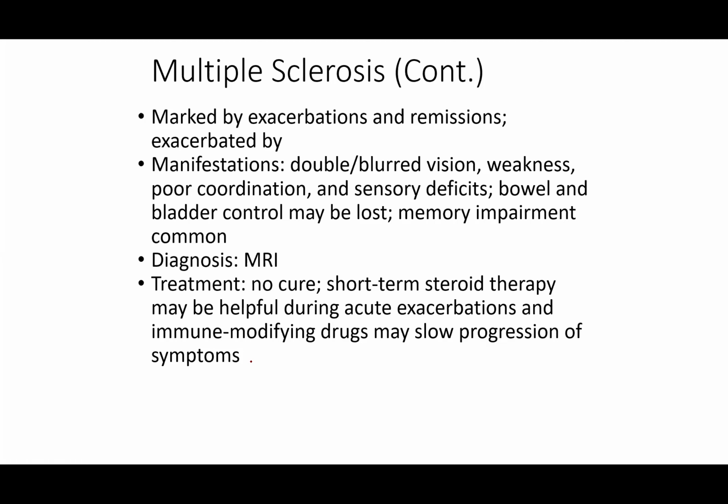So they try to do some steroid therapy because steroids are anti-inflammatory. They can slow down some of the inflammation and degeneration process. Other things that can maybe suppress the immune system to slow down the progression of what they think is an autoimmune disorder.